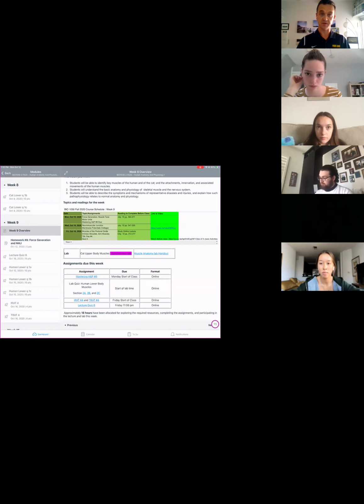And then Friday's class will be another TBL day, which is purely on muscles. Again, just like the last one was on the hip and the thigh muscles, this one will be on the shoulder and the scapular muscles, the pectoral girdle muscles. You have a lab quiz on Thursday, which is over the human lower body muscles. Some of those you've already learned in the TBL day a couple weeks ago, so you got a little bit of a head start there.